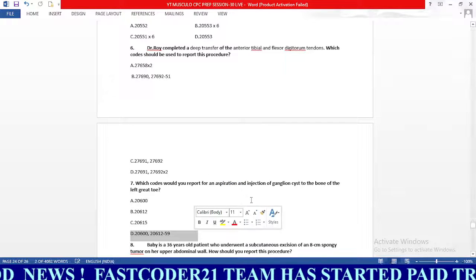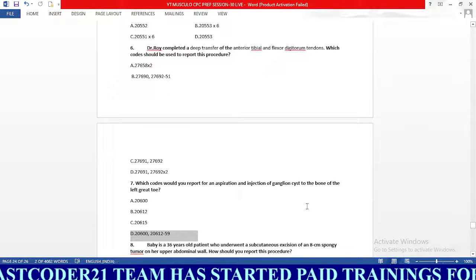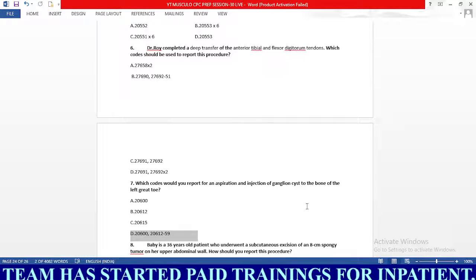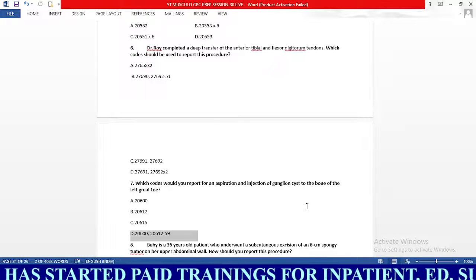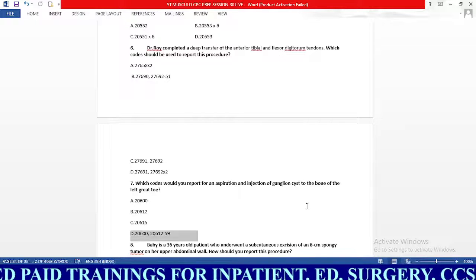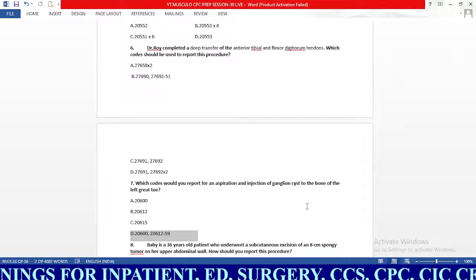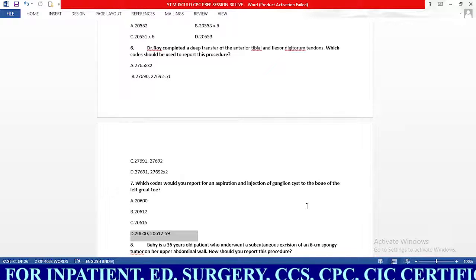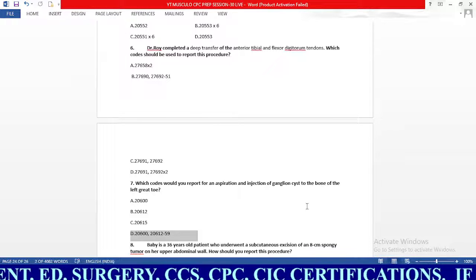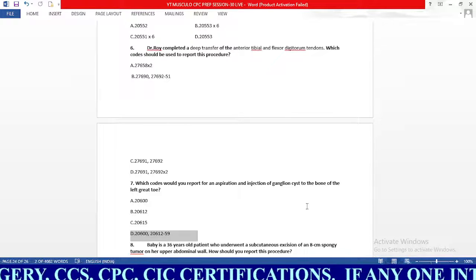So we are left with only two options. We will check 20612. So what is the first one? Aspiration and/or injection of ganglion cyst, any location, 20612. We will check 20615, aspiration and injection for treatment of bone cyst. We will check now. So based on our question, our answer here is 20612, which is B.